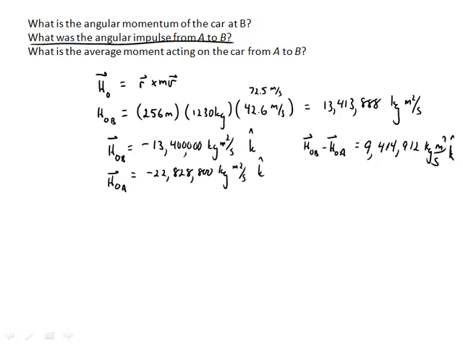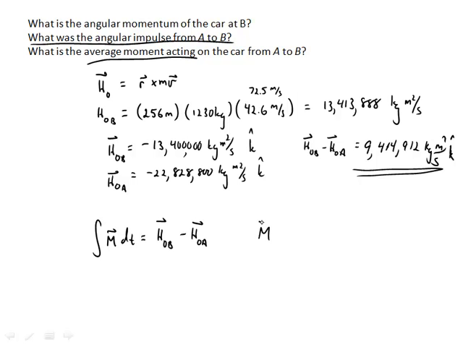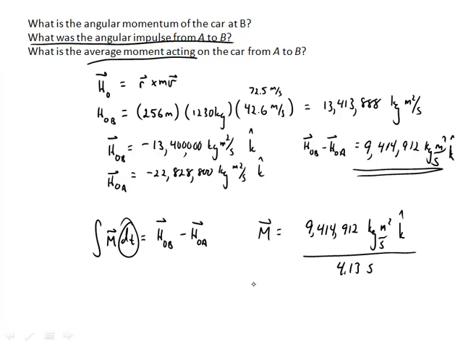And that is positive because I'm going from a very negative number to a less negative number, so the change must be positive. For the average moment, well, remember that the integral of moment dt is H0B minus H0A, so the average moment is going to be 9,414,912 kilogram meters squared per second in the k-hat direction. And then I divide by the delta t, which we already know is 4.13 seconds.